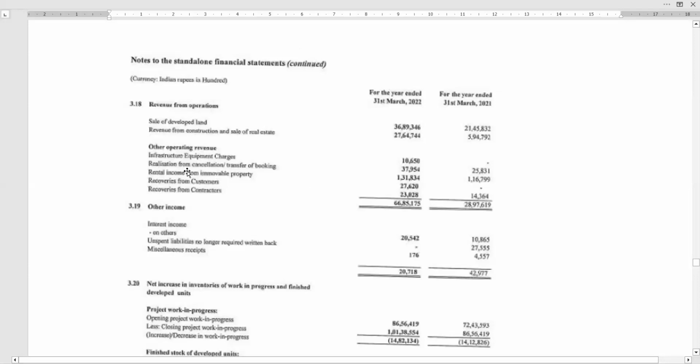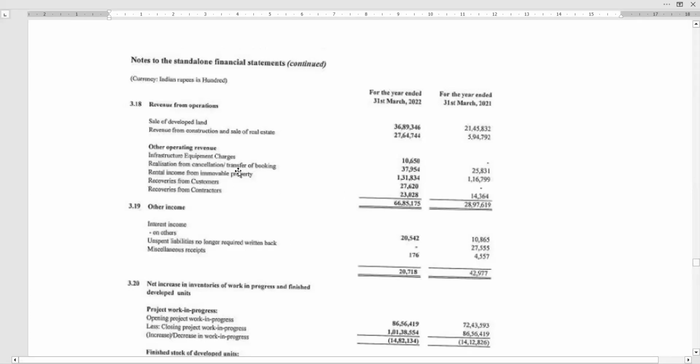Now coming to other operating revenue, infrastructure equipment charges. If you have seen any infrastructure company, they collect some infra charges, some lump sum amount. Even if you have bought a house, you will know that they charge some 1 lakh, 1 lakh 50, 2 lakhs per flat. They are taking it as income.